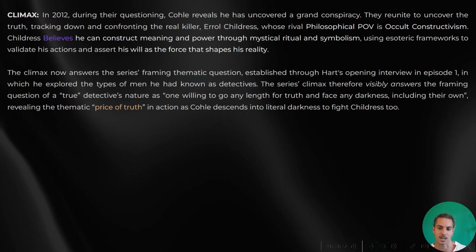detective's nature is. The series climax now visibly answers that framing question of a true detective's nature as being one willing to go any length for truth and face any darkness, including their own, revealing, therefore, the thematic price of truth in action as Cole literally descends into darkness to fight Errol Childress too.